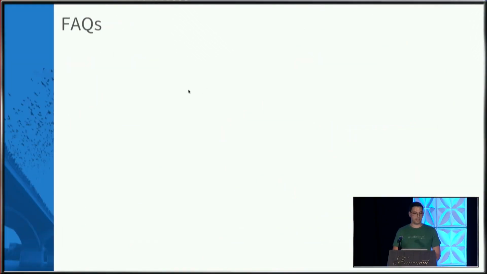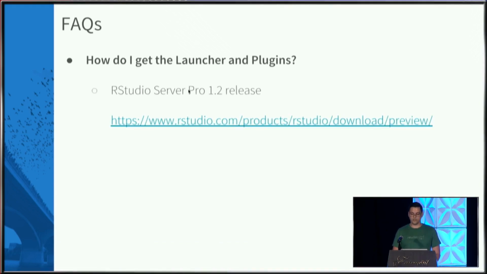I have a couple frequently asked questions here. How do I get the launcher and plugins? For the 1.2 release, the launcher will come bundled with RStudio Server Pro, and it'll include those 3 plugins that we talked about. The release is available as a preview currently if you want to download it and try it out.